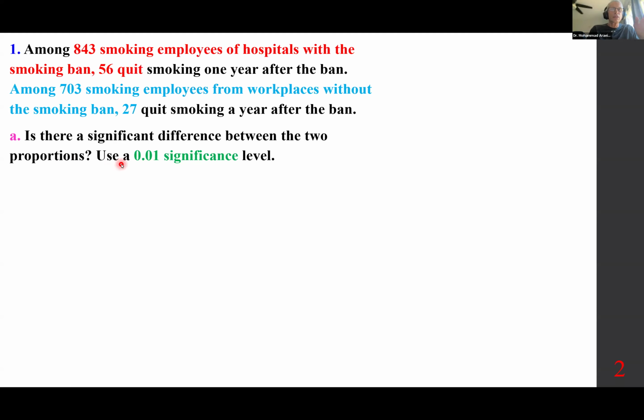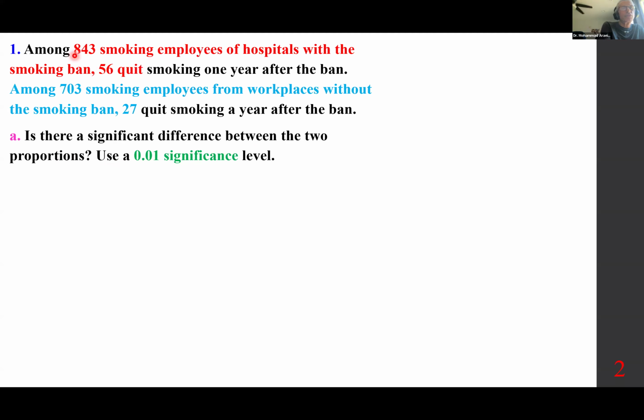It's important to understand again, this is a word problem, an application problem. Let's write the given. Obviously, we have two outcomes. It's BD, binomial distribution. You either quit or you don't. So it's a binomial distribution. We have two groups, two samples.